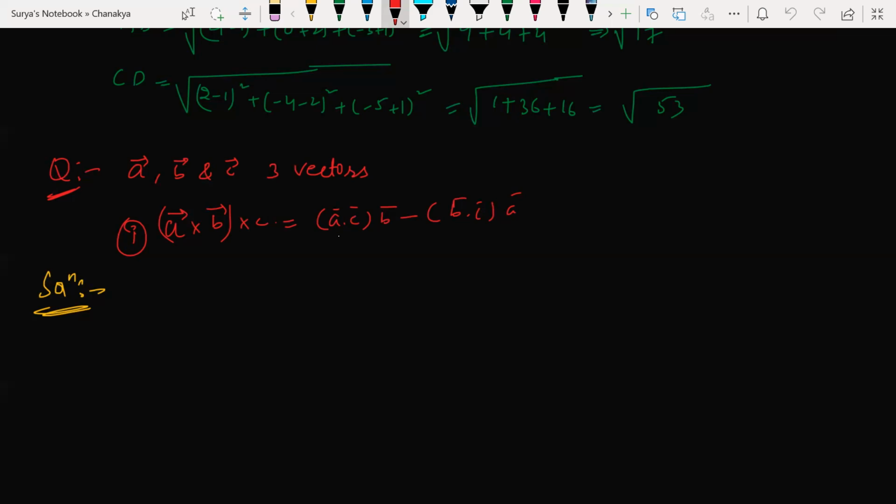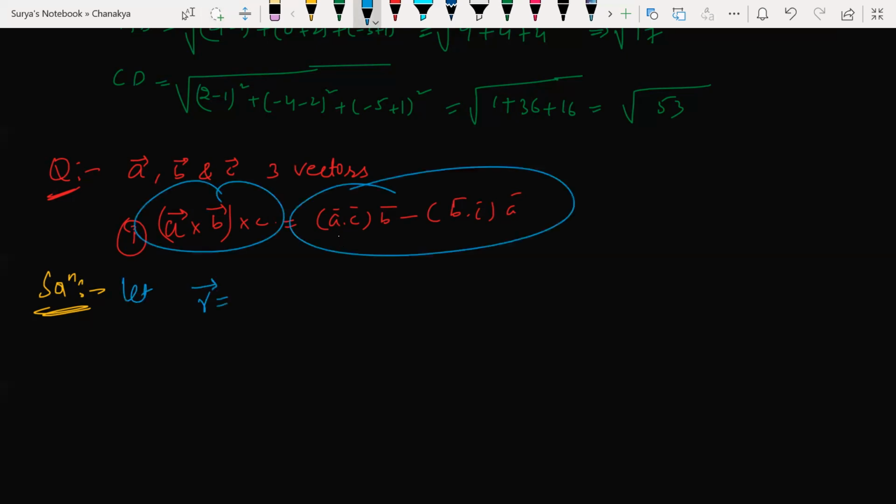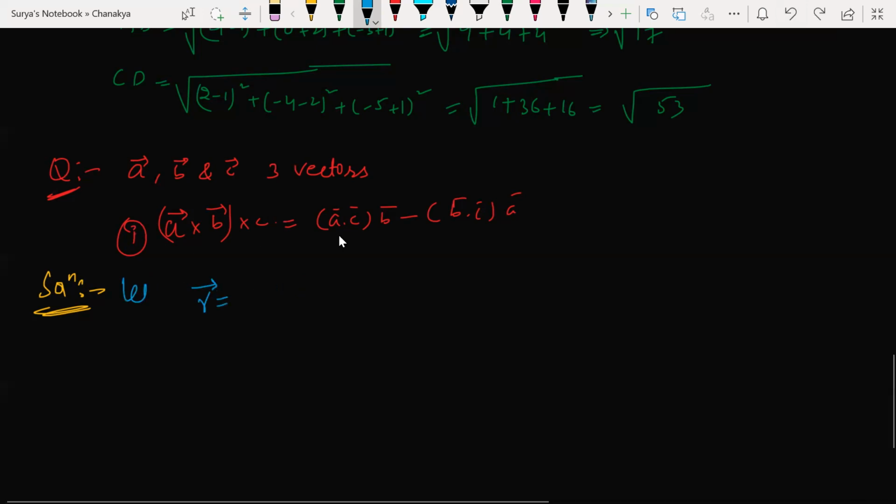Look at it this way. I'll give a hint. Will you be able to solve this? Let's take R as the simple RHS we need to prove. Let R be A cross B cross C. Do you know one thing here? We are talking about the cross product, correct?